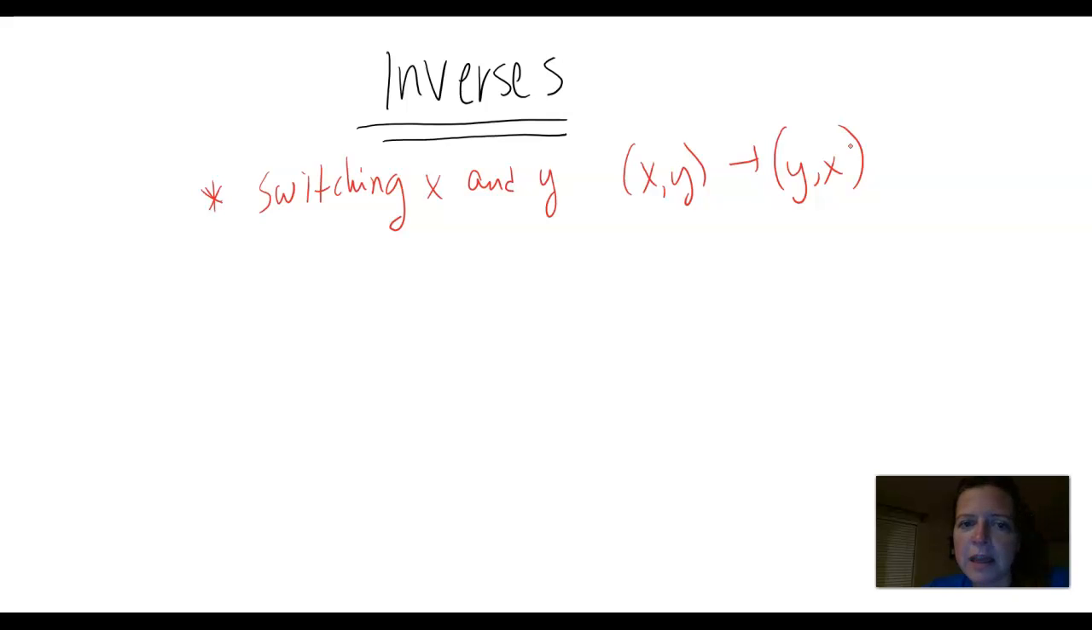You might also be given a graph where you could take a point and flip it, or an equation where you could take your equation and flip your x and y. So most people remember that definition pretty well.